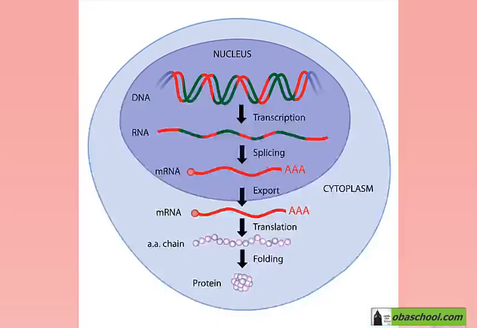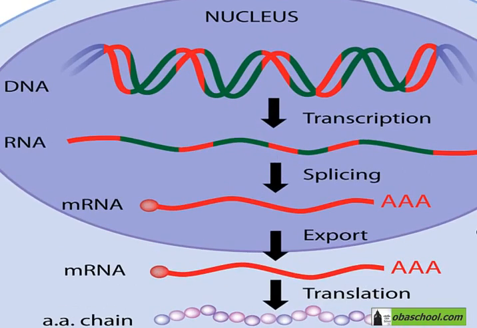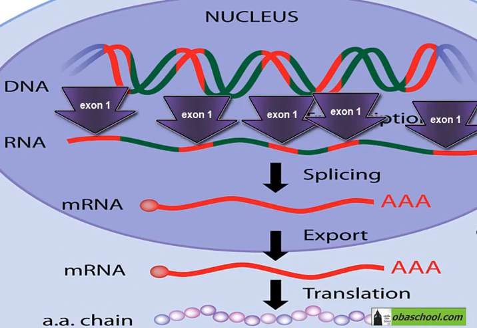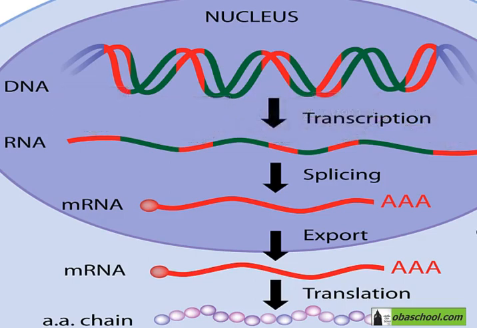The ones that do code for amino acids are called exons. Exons are separated by non-coding regions. This is within the same gene. These non-coding regions are called introns.